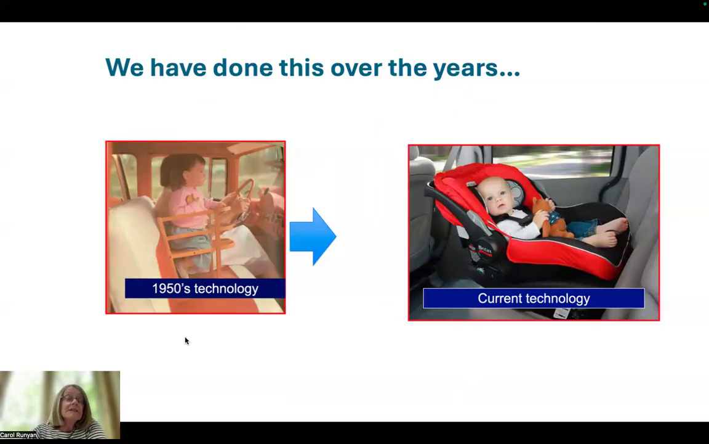Here's 1950s technology for child passenger protection in a car. Although I might add that when I was growing up in the 1950s, my passenger protection was my mother's right arm reaching out to keep me in my seat if she was stopping quickly. We didn't have seat belts. Whereas current technology are rear-facing child car seats placed in the back seat. So we've made improvements in both the technology and the way we use that technology over the years.